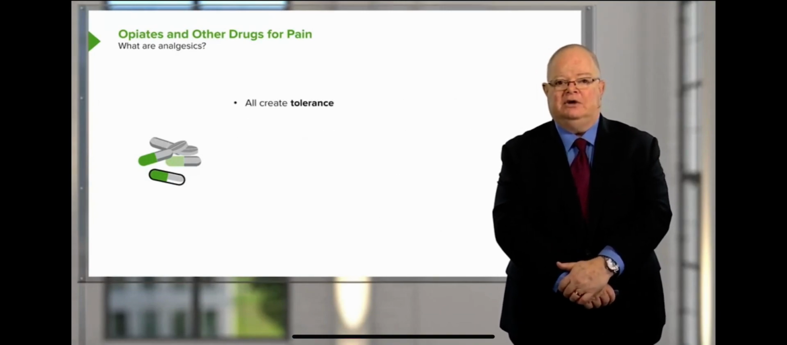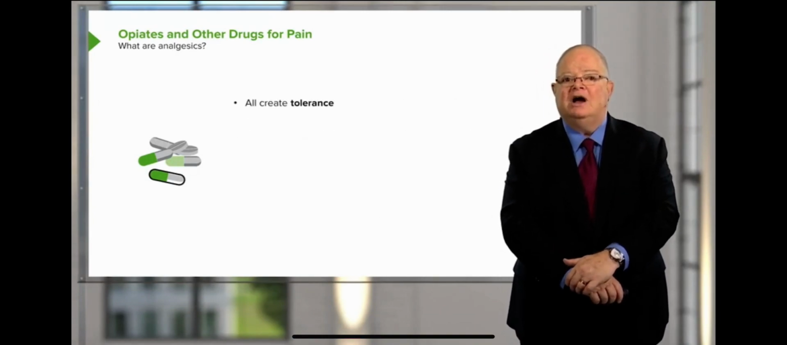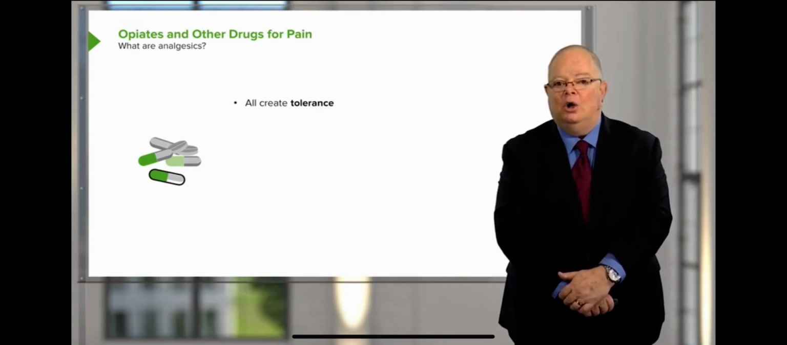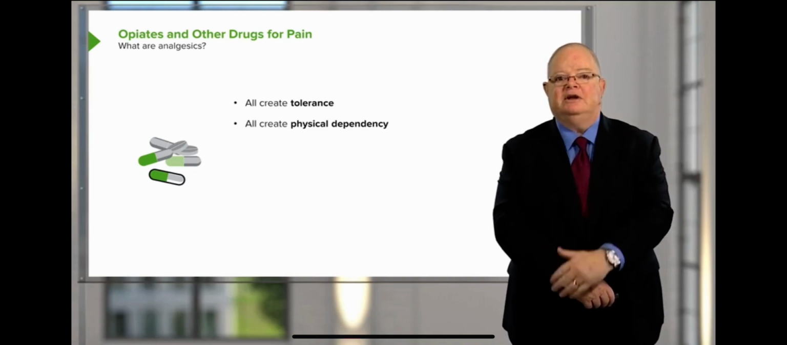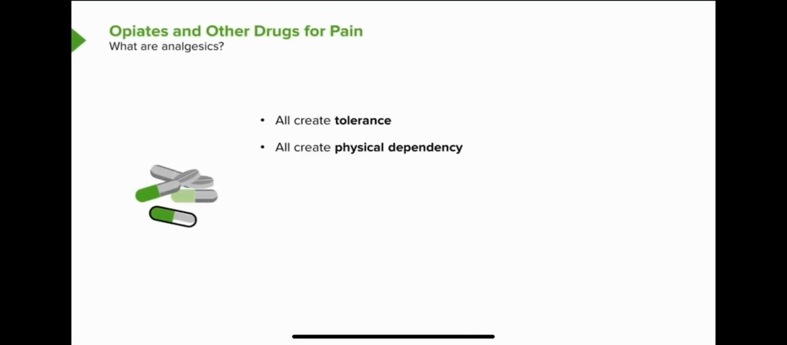They all create tolerance, and they create tolerance in 100% of us. They all create physical dependency, and they create physical dependency in 100% of us. They all have the potential to create addiction. All are controlled drugs, but the incidence of addiction is actually quite low in people who use opioids, even though tolerance and dependency are very common.